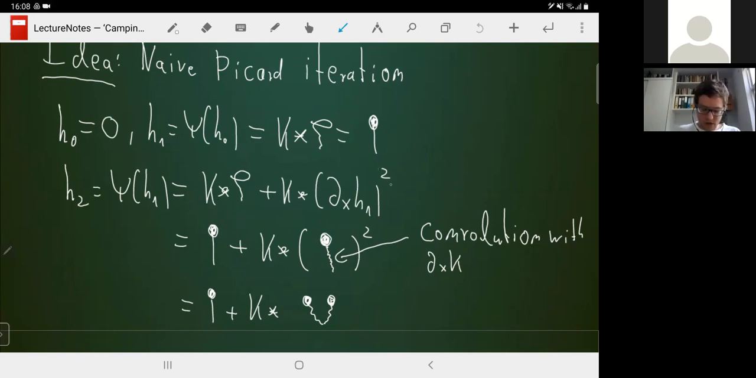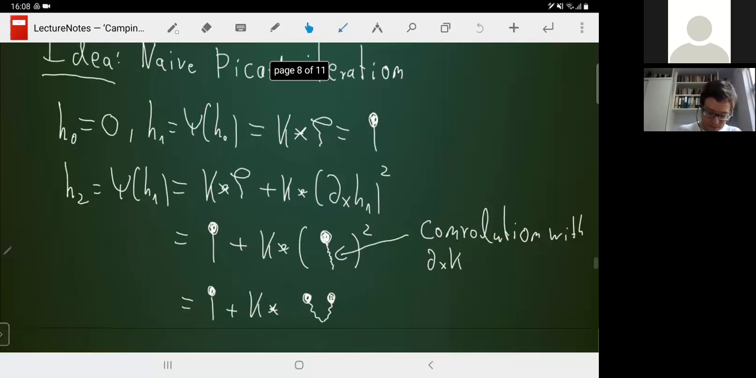For this term, we introduce more graphical notation. H is K convolved with psi. If we take the derivative, it's K prime convolved with psi. This is what this means here: the derivative of K convolved with psi. This we square, which means that we take 2 copies of this, and this we convolve with K.